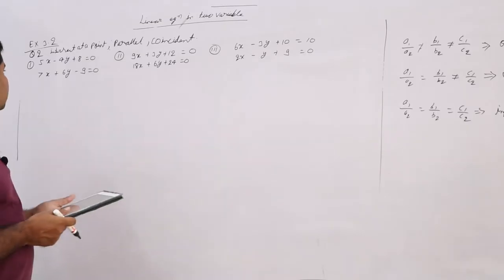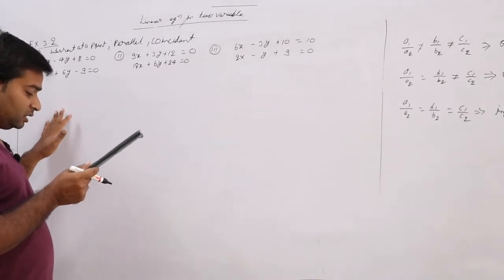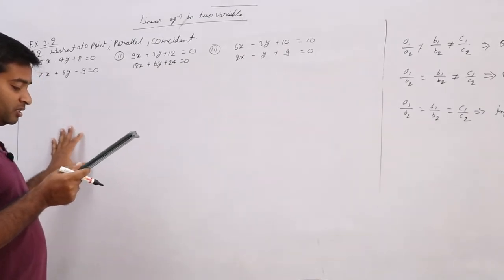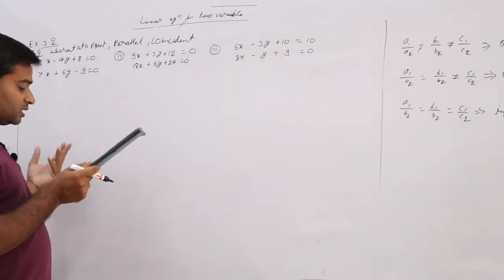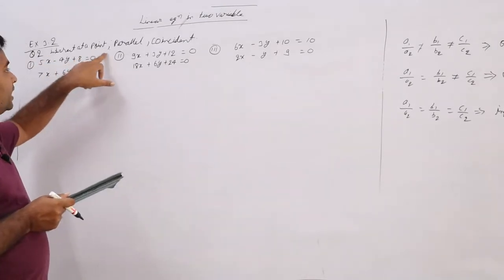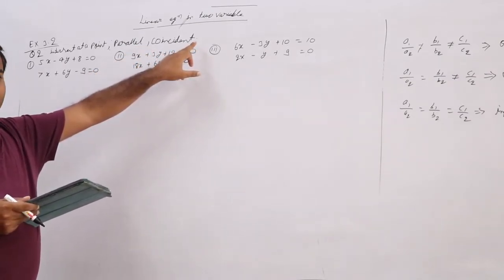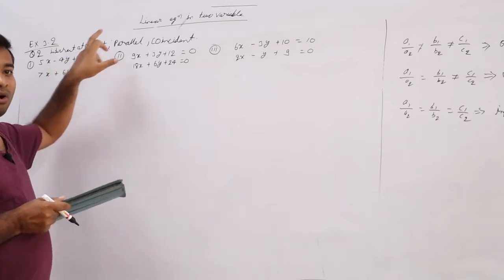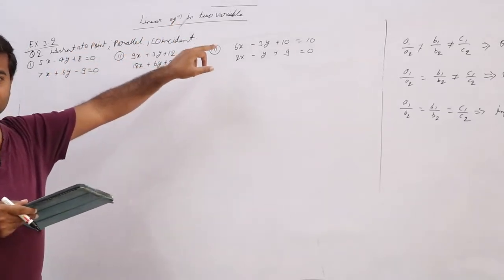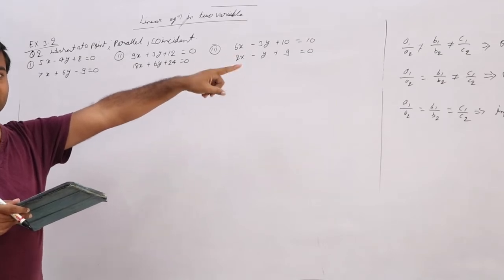What is the question saying? Comparing the ratio A1 by A2, B1 by B2, C1 by C2, find out whether the line representing the following pair of linear equations intersect at a point, are parallel, or coincident. Correct? You should find here either it is intersecting or parallel or coincident. Means you should see those three conditions.